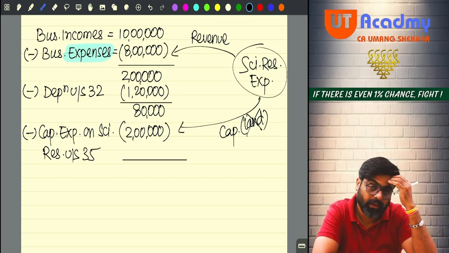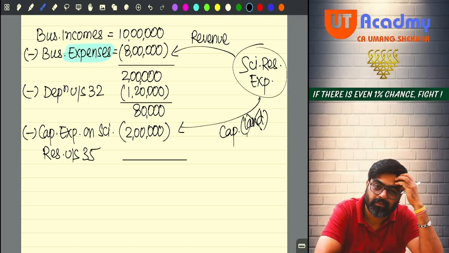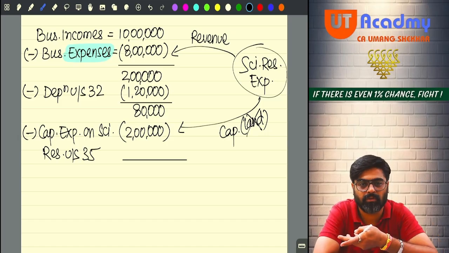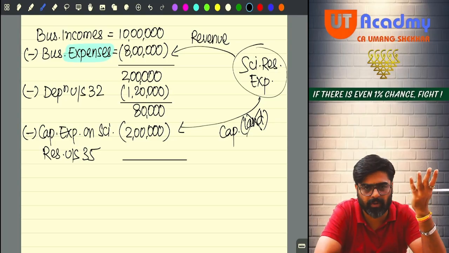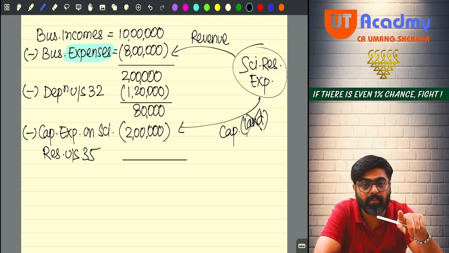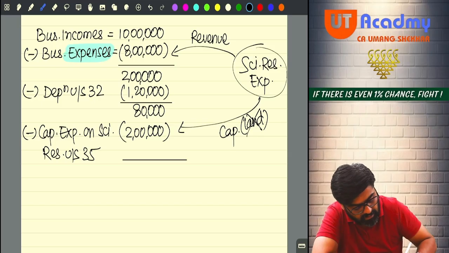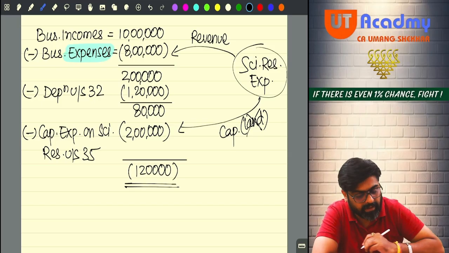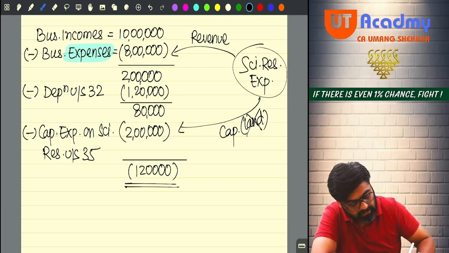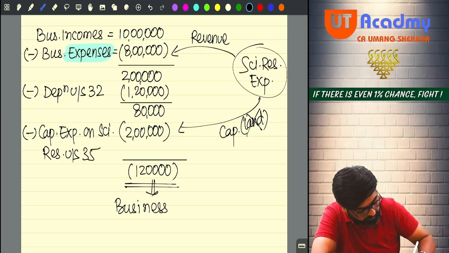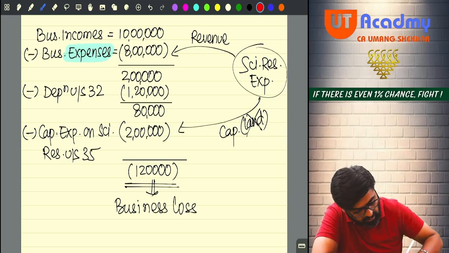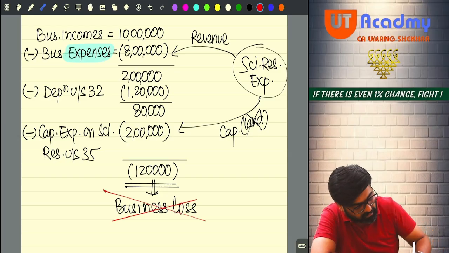Now, can you see that after claiming this, the resulting amount can be positive also. That is your PGBP income, taxable profits. But it can be possible that the resulting amount is negative also, like we are getting in this case. How much amount are you getting in this case? Negative 1,20,000. Now this negative 1,20,000 which you are getting, no friends, this you cannot call your business loss. Can you call this amount your business loss? No.